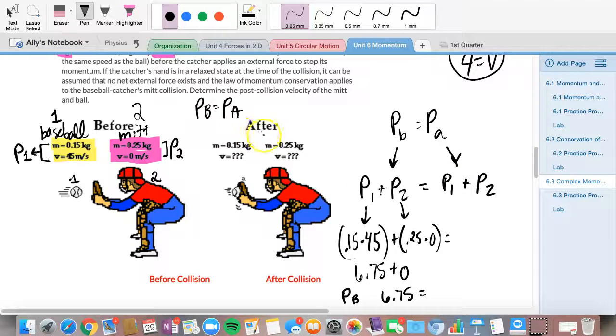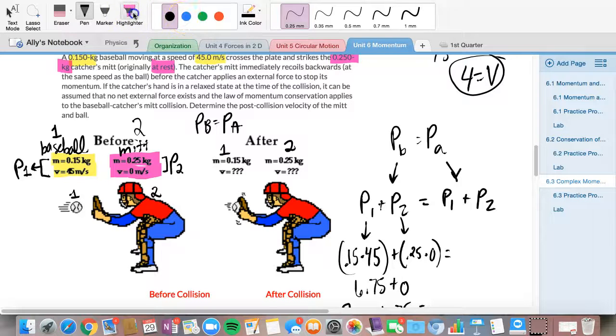Here's object 1, the baseball. Here's object 2. And if you read the problem, it will tell you the catcher's mitt immediately recoils backward at the same speed as the ball. So that means they're together, they're combined. So there's no v1 or v2, it's just v. They both have the same speed. I keep reading. The catcher's hand is at a relaxed state at the time of collision. It can be assumed there's no external forces to determine the post-collision velocity.